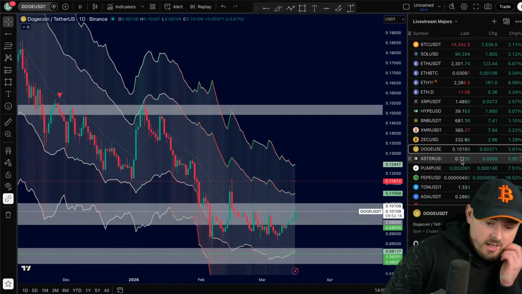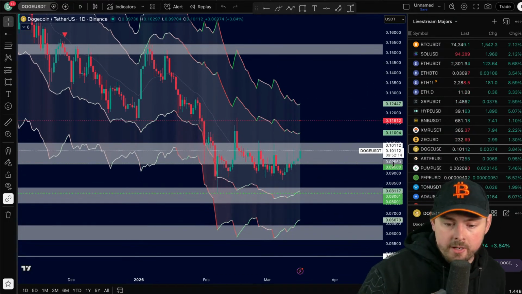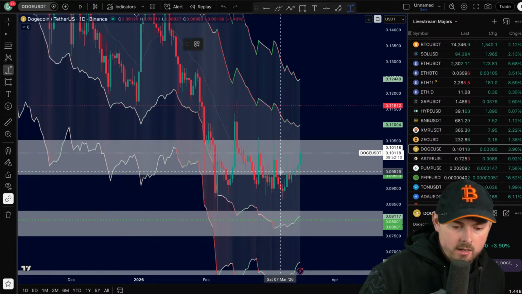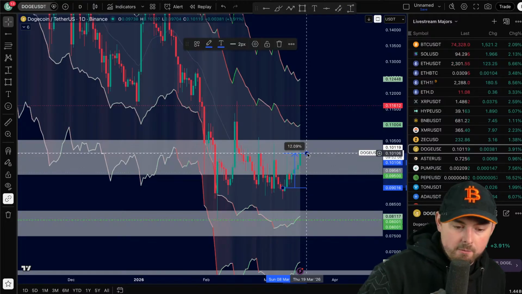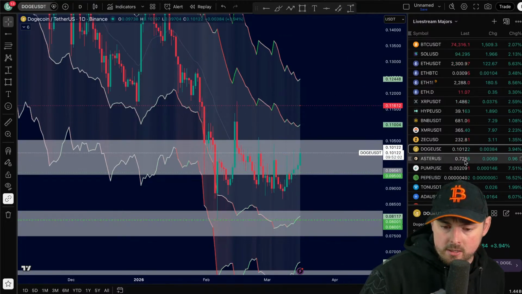Doge, kind of yet to get going as well, isn't it? Obviously, nicely up from down here. If you look at that, say you bought anywhere during that period down here, you were 12% up, but it's not really got going yet, has it, Doge? So plenty of potential for that.